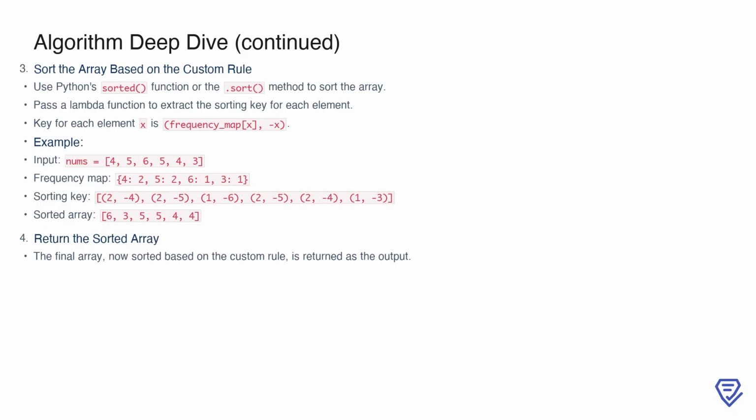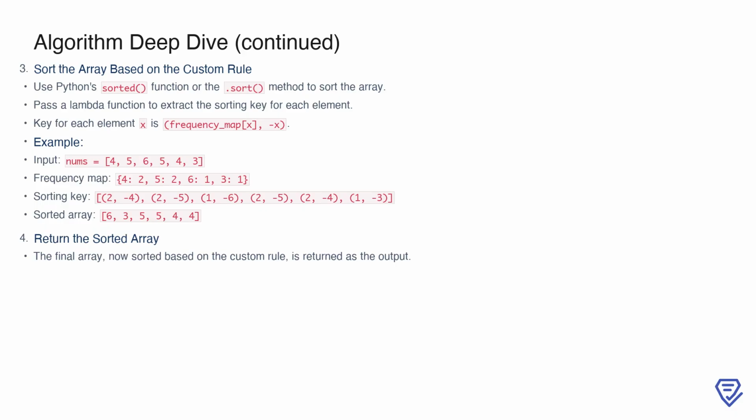Now that we have defined the custom sorting rule, the next step is to sort the array using Python's sorted function or the .sort method. We pass a lambda function as the sorting key, which extracts the tuple (frequency_map[x], -x) for each element x in the array. For example, given the input 4, 5, 6, 5, 4, 3, and its frequency map {4: 2, 5: 2, 6: 1, 3: 1}, the sorting key for each element would look like this: (2, -4), (2, -5), (1, -6), (2, -5), (2, -4), (1, -3).